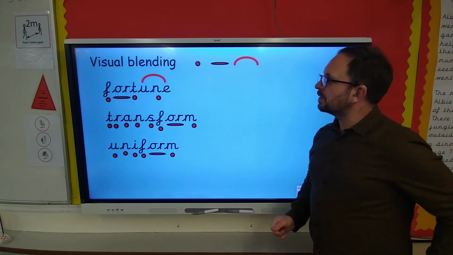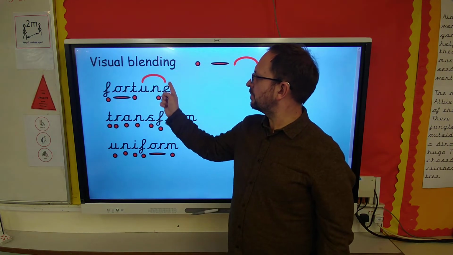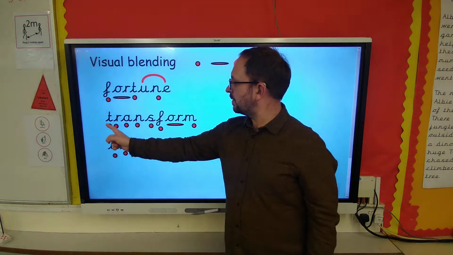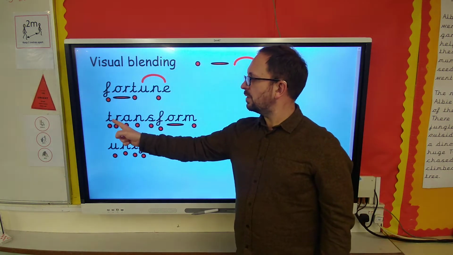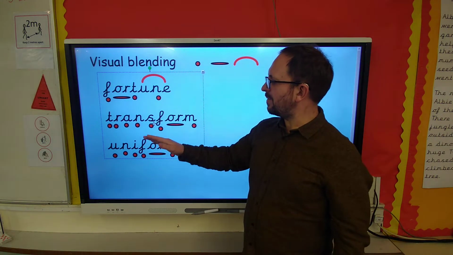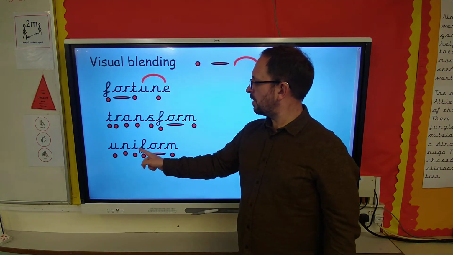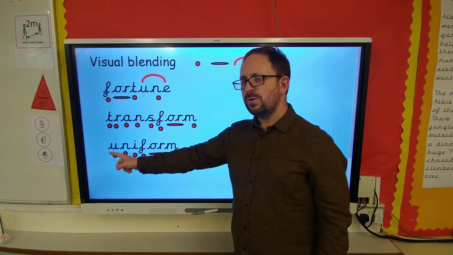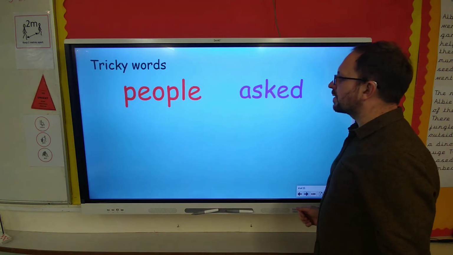Excellent work, well done. So let's visual blend these words. Fortune. I want to break that up if you didn't do that. Transform. Good. Now, this is a trick one, because at the beginning, is this uniform or uniform? Uniform, isn't it? Good work.